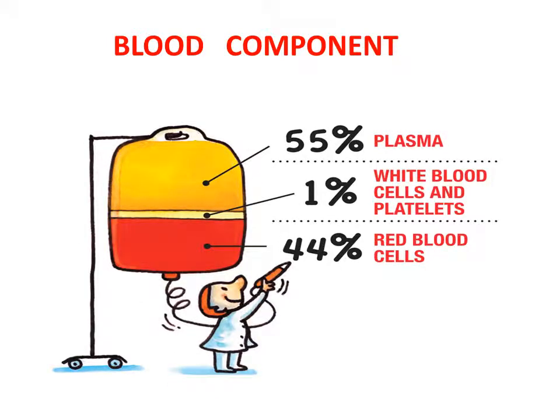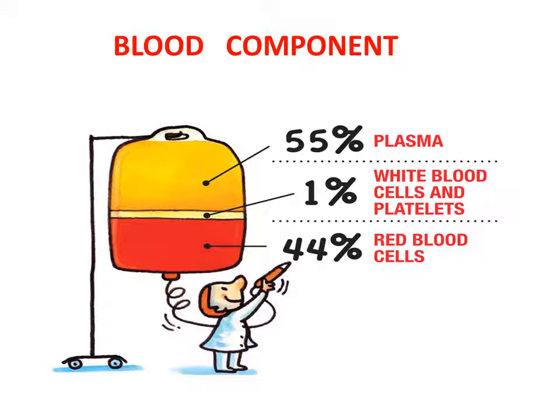With this diagram, you can easily find out what the volume ratio of the different constituents in blood is. 55% is plasma, 1% is platelets as well as WBCs, meaning white blood cells, and 44% is red blood cells. So 44% RBC, 1% WBC and platelets, and 55% plasma. This is the overall composition of blood in percentage form.